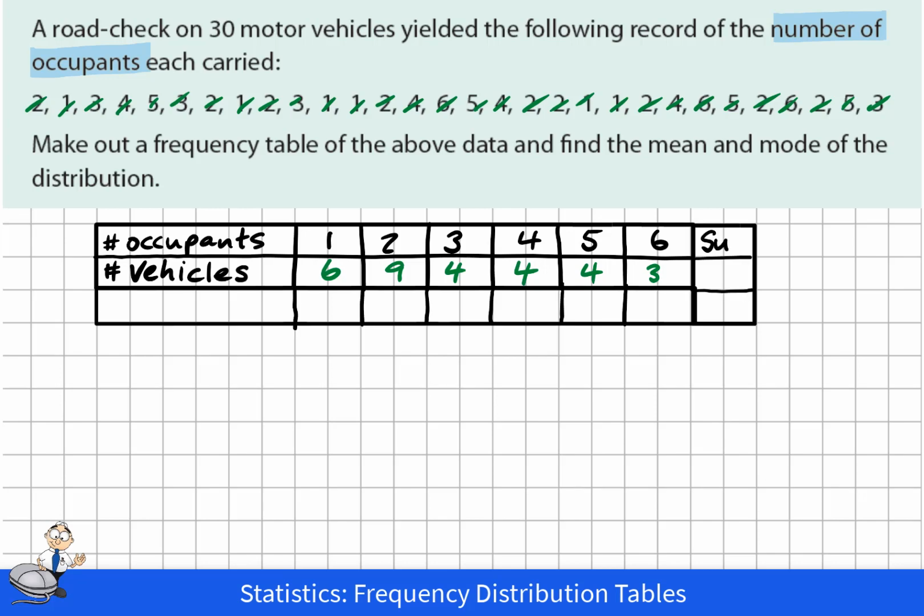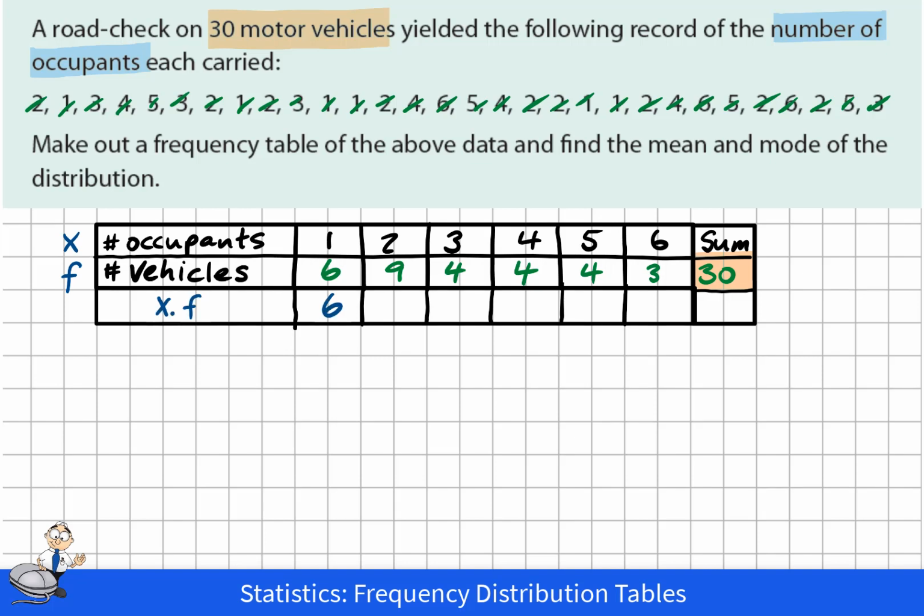We've been asked to work out the mean. I'm going to create this extra set of boxes around the table to be able to work out the totals here. So how many vehicles were there all together? Well, we were told at the start there was 30, but if I add up 6, 9, 4, 4, 4 and 3, we also get 30.